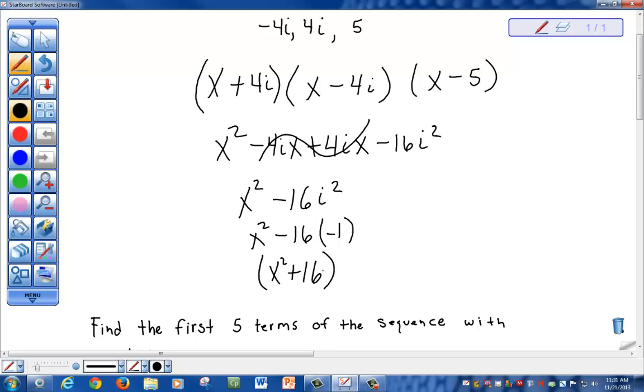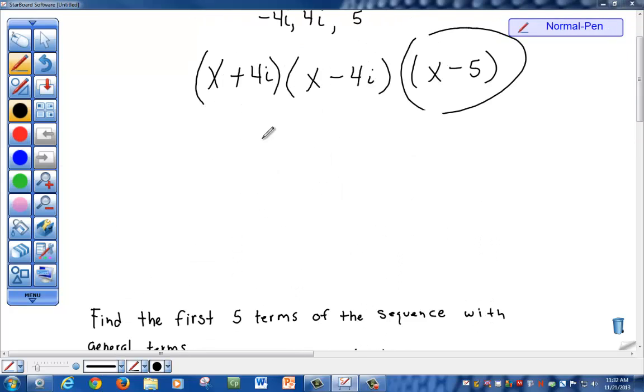So that's part of our answer, but we're still not done. We still have to work with this factor that we left over. So we have x minus 5, and now we will FOIL them. We had x squared plus 16, times x minus 5.